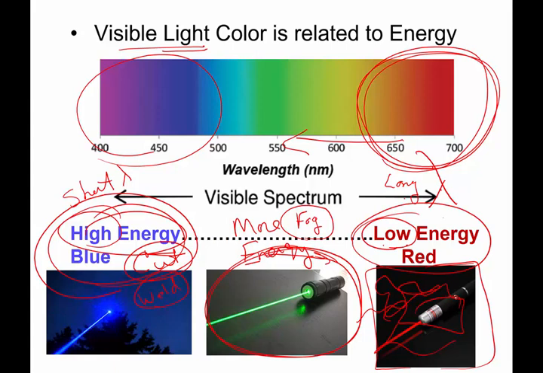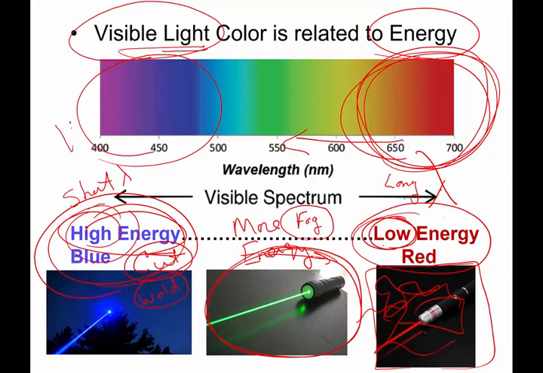The point I want you to get is the color of visible light is related to energy. Red light tends to be low energy. Blue light tends to be high energy, and there is a relationship to the different electromagnetic waves.